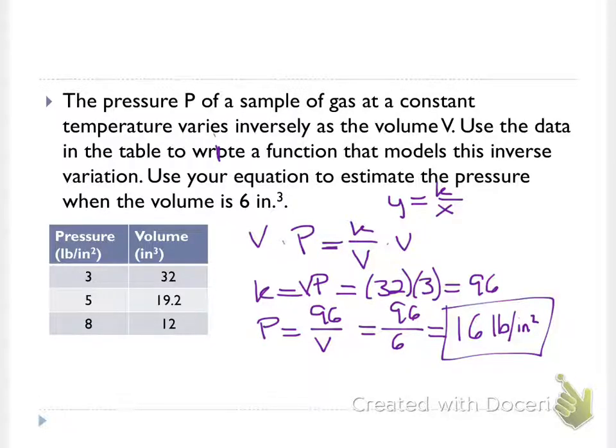Okay, recap. I took my data, or I took what it said, varies inversely. I got my general equation. Then I took my data to find K, and I plugged it back in. I took this 96 and I plugged it back in. And then I took my 6 and I plugged it in where I had the variable. In this case, it was volume. So I plugged it in for V, and I divided 96 by 6. And I got 16.